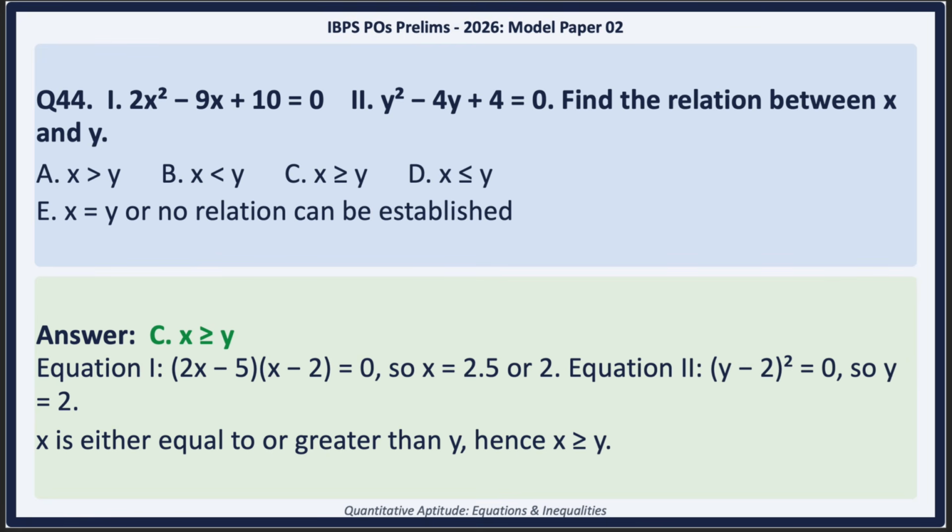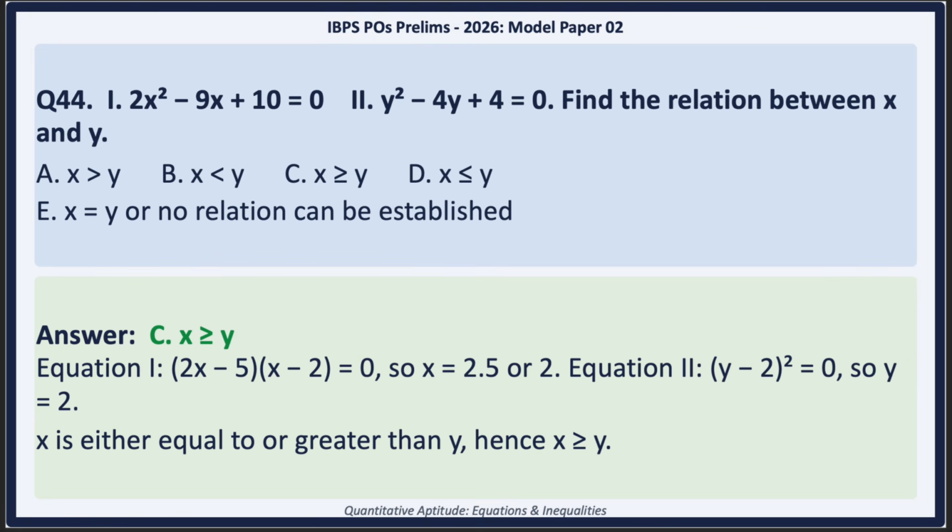But question 45 is the tricky one. Let's see. x squared minus x minus 6 equals 0. Roots are 3 and -2. And y squared minus 5y plus 6 equals 0, giving roots of 2 and 3. Okay, put that on your scale. If x is 3 and y is 2, the scale tips toward x. But if x is -2 and y is 3, the scale violently tips toward y. They cross over each other.